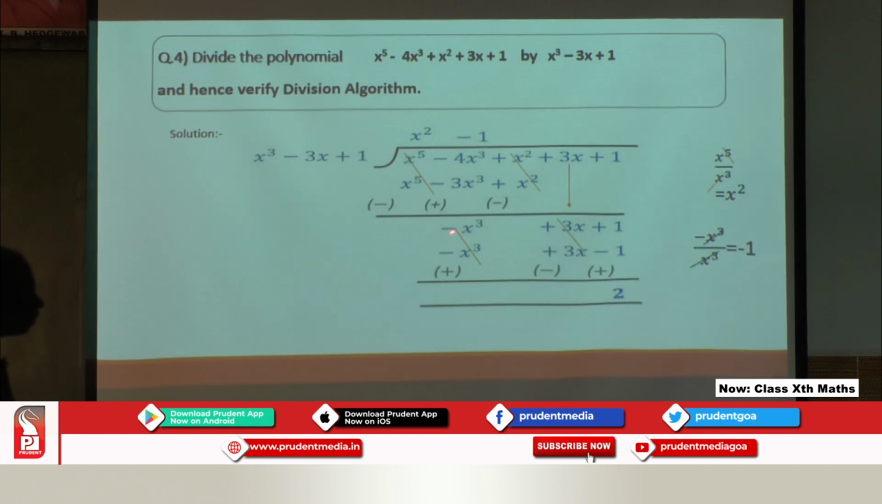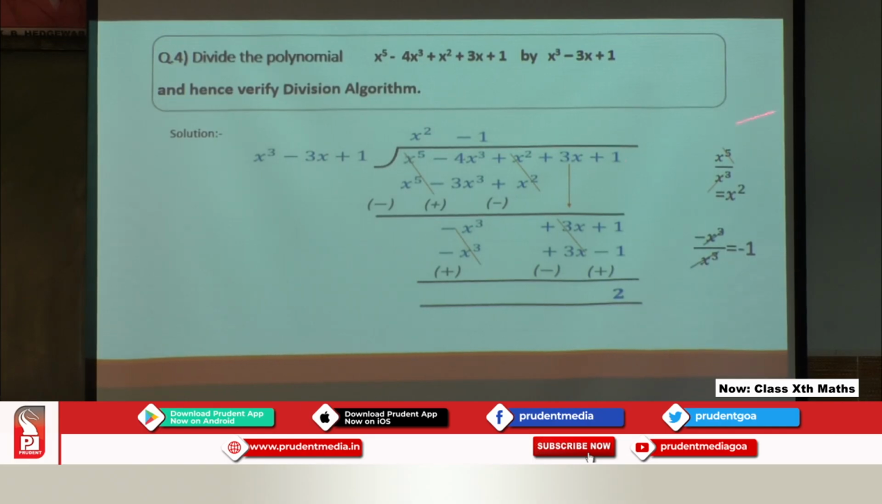Now here you can see the first term is cancelled, here we got answer 0, here also the second term here plus 3x minus 3x, this term also cancelled, so answer is here 0. The last term you see, now both are positive, so 1 plus 1, that is equal to 2. So here we got remainder as 2, and the quotient here we got x square minus 1.